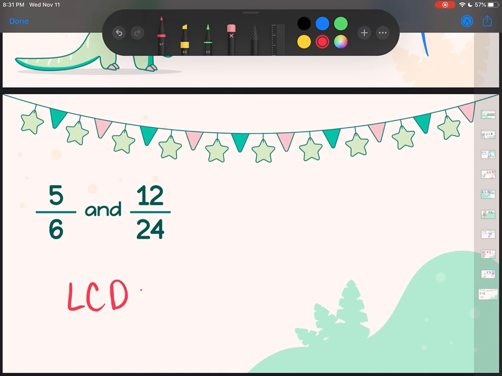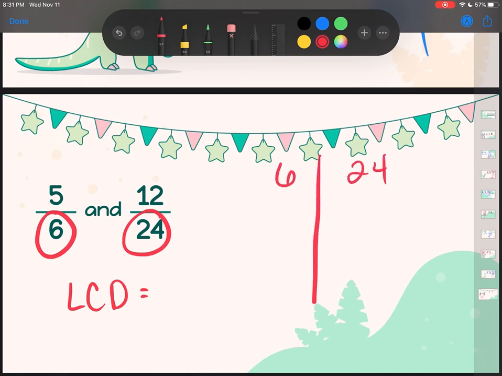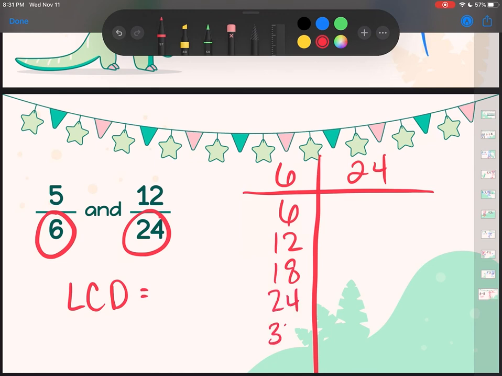All right, the last one together. We've got 5/6 and 12/24. So we are finding the least common denominator of 6 and 24. Well, let's skip count. We'll skip count by 6 and 24. All right, starting at 6, we've got 6, 12, 18, 24, 30, 36. And with 24, we've got 24, 48.